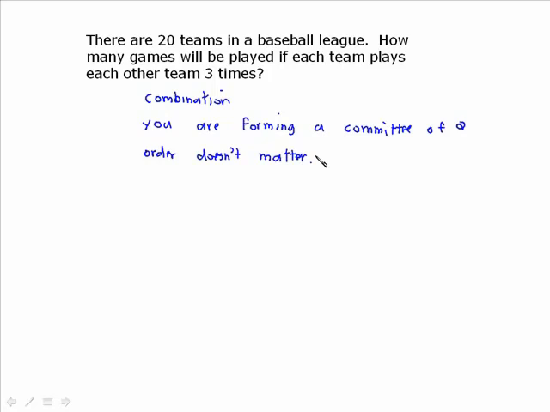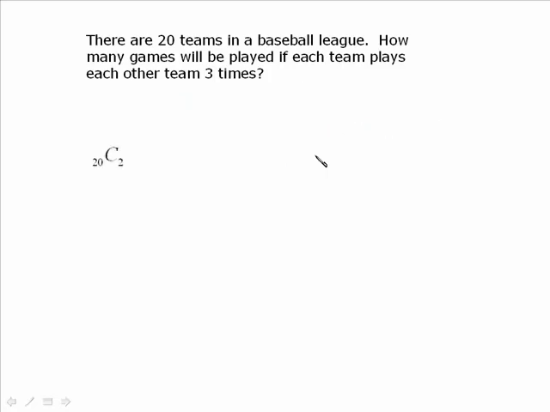So this leads us to an easier solution. 20 choose 2 would be the number of little committees of 2 that you can form, given that you have 20 to select from. And the fact that you play each other 3 times just means that you multiply by 3. And then that would give you 570 games. So that's the method that you want to be clear on when you encounter that. If you try to fumble your way through it, you might get the answer, but you'd probably invest a bit more time than you need.